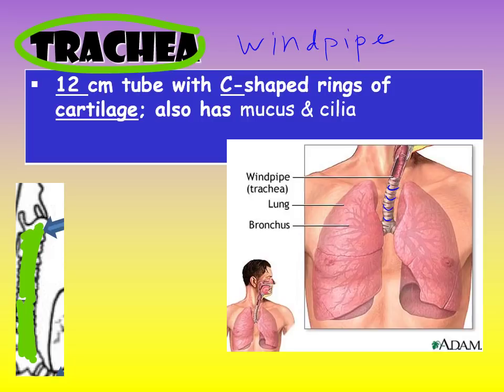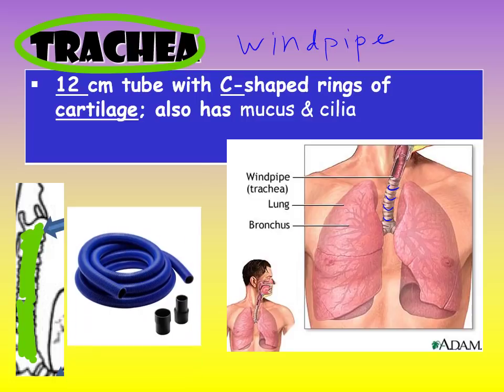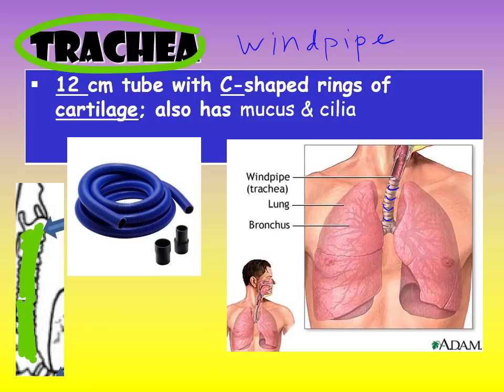They basically have the same purpose as these metal rings on your vacuum hose. Basically, it's to keep that tube from collapsing when air is going in and out of it. You don't want this tube to collapse because then you can't take air into your lungs. So that's what the cartilage is there for. It also is lined with mucus and cilia. Those structures' jobs are to trap dust and debris that might get in there before they wind up in your lungs.